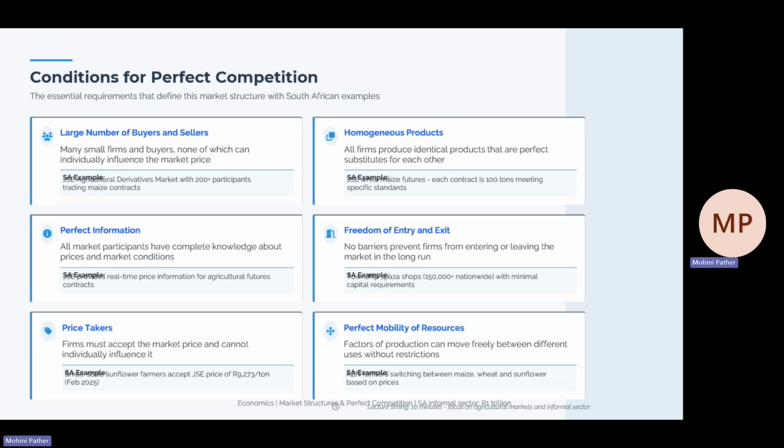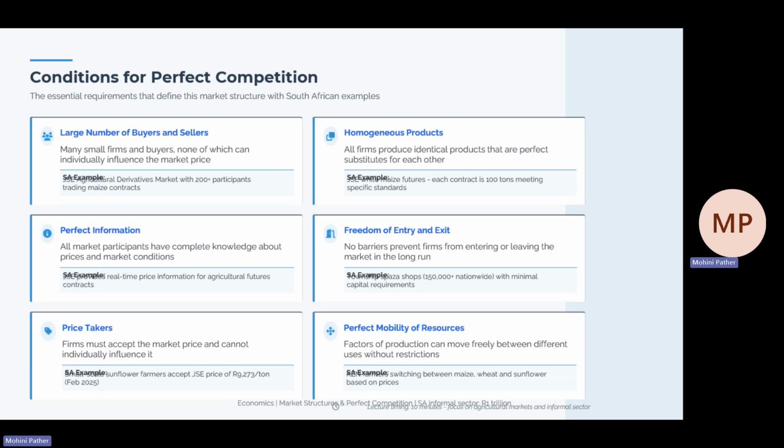The essential requirements that define this market structure are a large number of buyers and sellers. There are over 200 participants trading maize contracts in the South African agricultural futures market. All homogeneous products. So you are not buying the actual wheat, you are buying a contract. Okay, so the contract itself is a homogeneous product. That's why the stock market and specific areas of it are the perfect market. Okay, they are a perfect example.